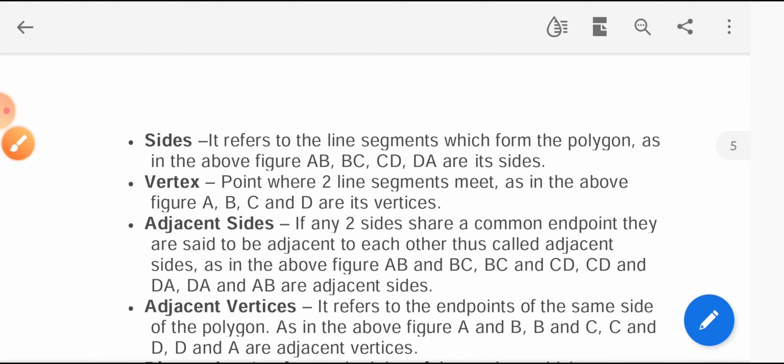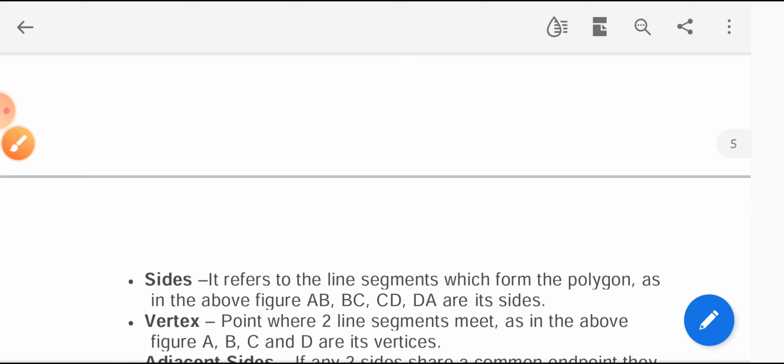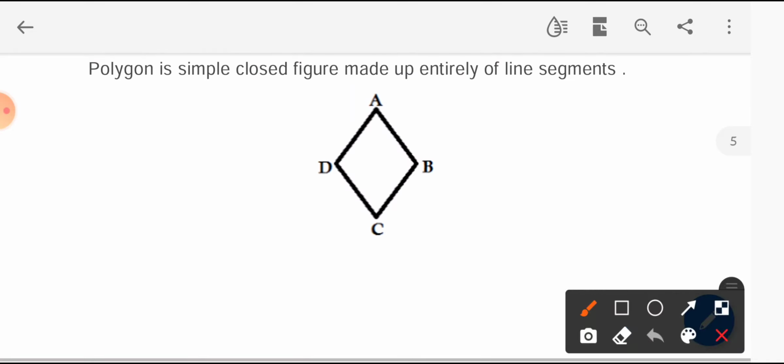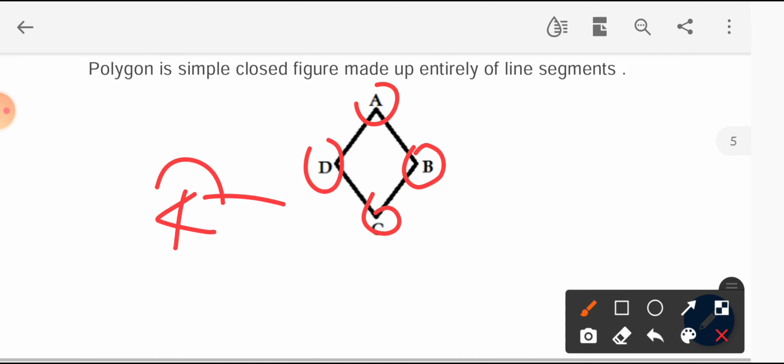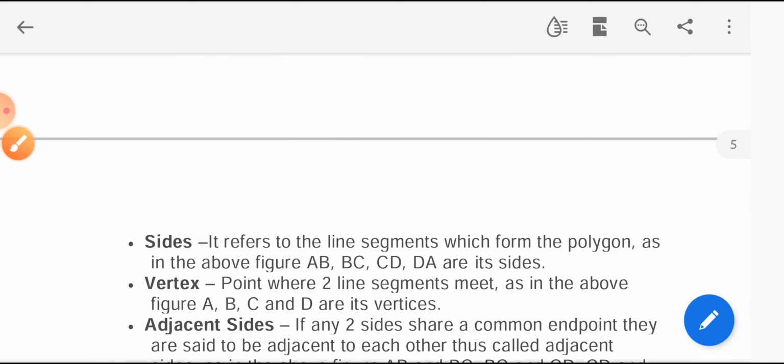Then vertices. Vertex means point where 2 line segment meet. Where 2 line segments meet, that is known as vertex, like A, B, C, D. So how many vertices are there? 4 vertex. Vertex means corners only, or we can define it as corners.